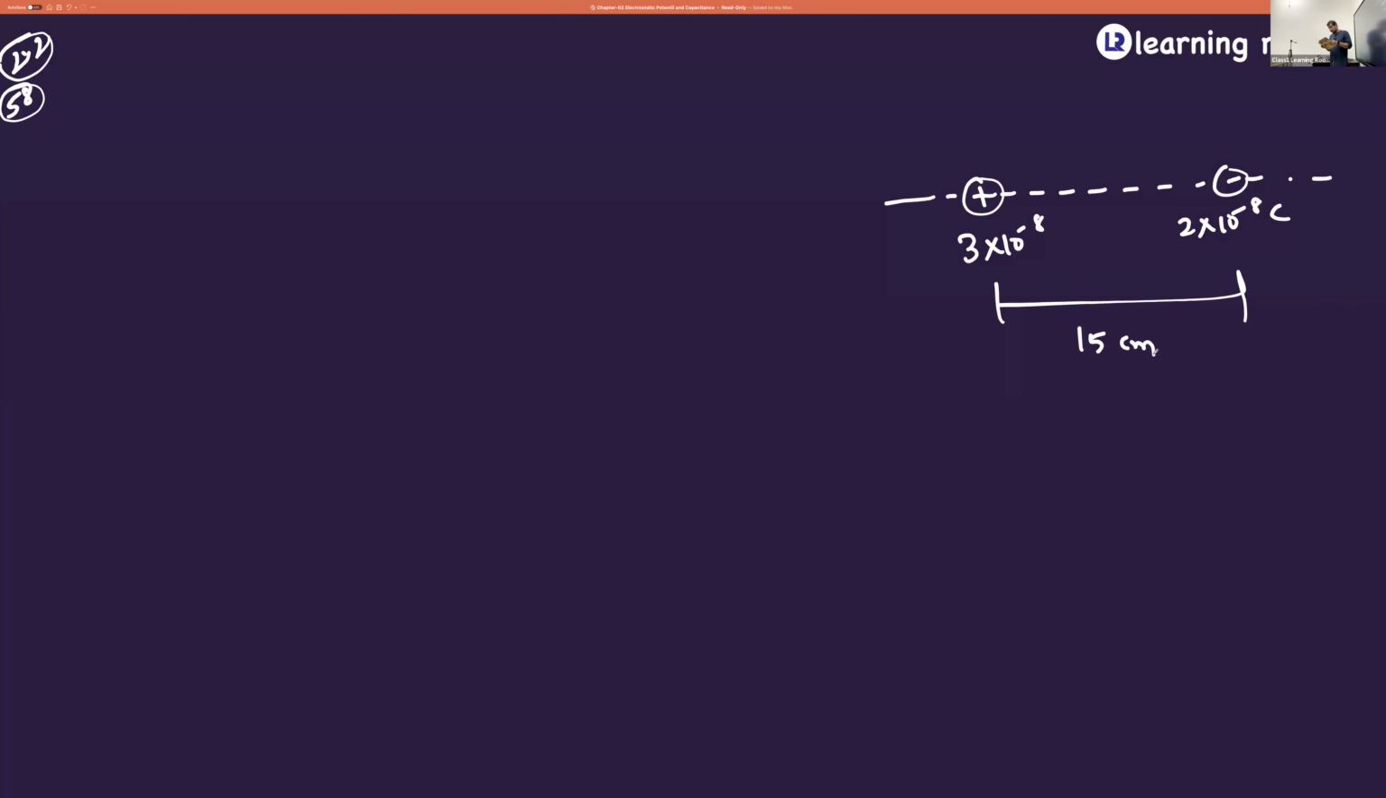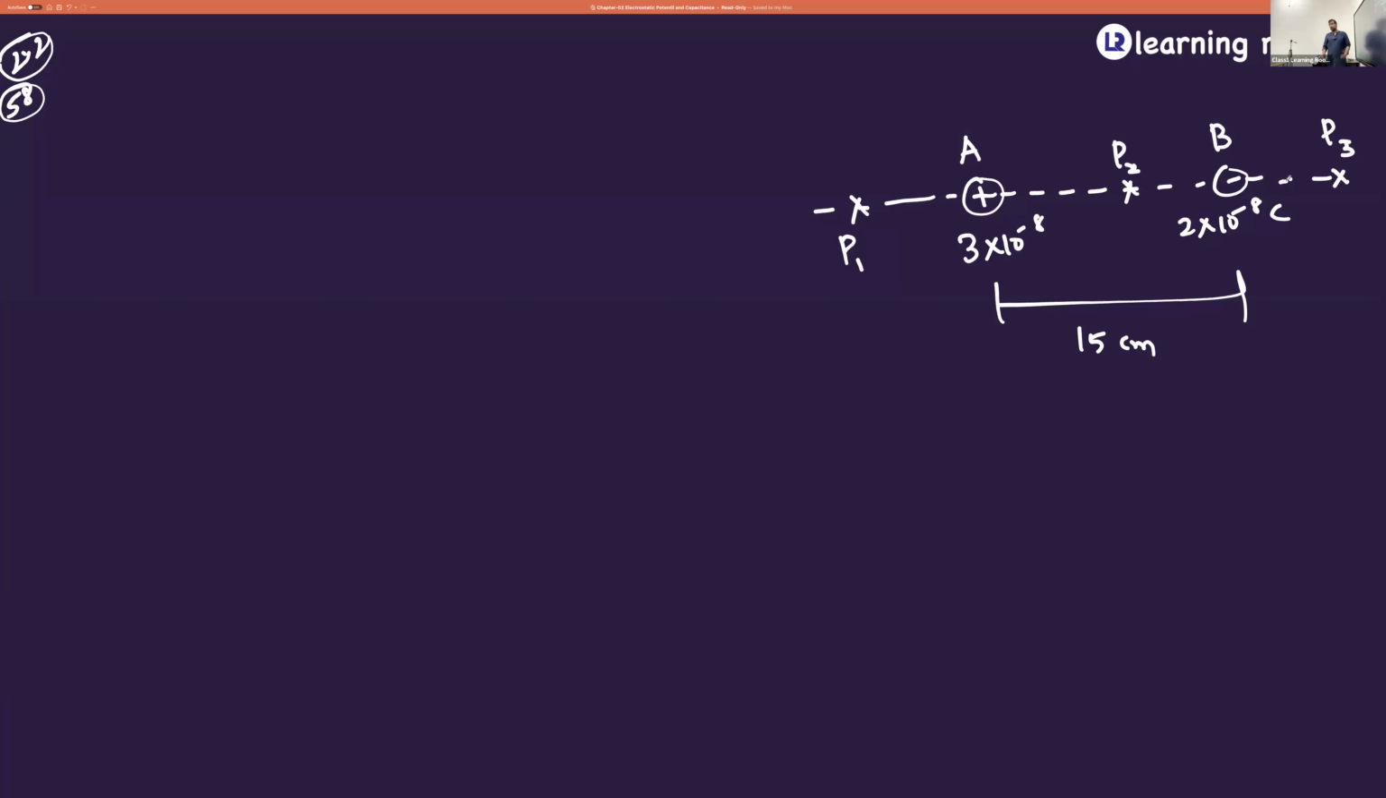Right. At what point on the line joining the two charges is the electrostatic potential 0? Take the potential at infinity to be 0. So if you look at the line joining these two charges, okay? If I take this to be A, if I take this to be B, I can take a point here which I'll call P1. I'll take a point here which I'll call P2. And I'll take another point here which I'll call P3.